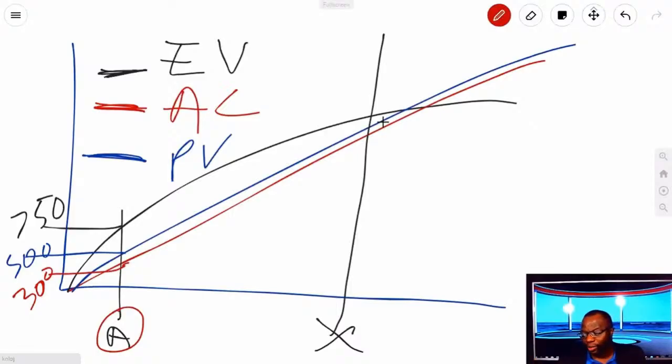You need to know that at point A, you got 3 different values, and they could all be different things. But let me check your chats, because I'm curious to know if everybody got my statement. At point X, what is the state of the project? At point X, earned value is the black line, planned value is the blue line, and actual cost is the red line. Tell me.